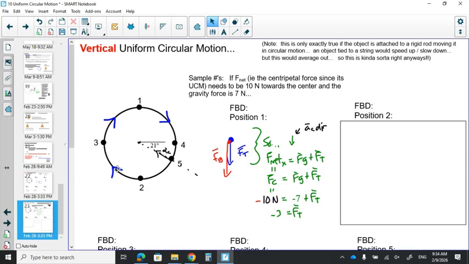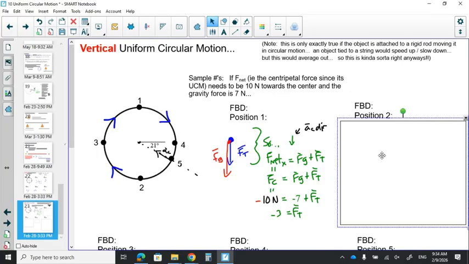Okay, so this is moving fast enough that it would stay in uniform circular motion on average, speeding up and slowing down. But the mass wouldn't drop out of this circular path. If you went too slow, it would, right? Because you'd have the tension force. Maybe I should do that right now. I'll do it in a bit.